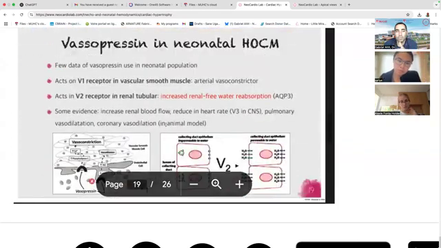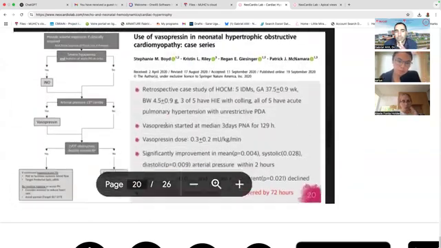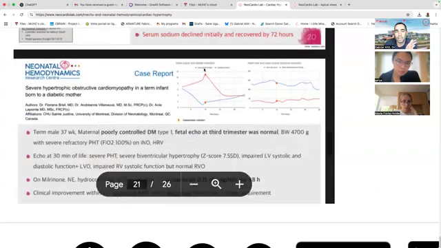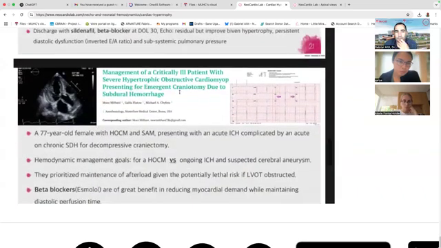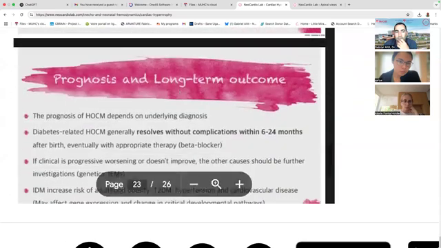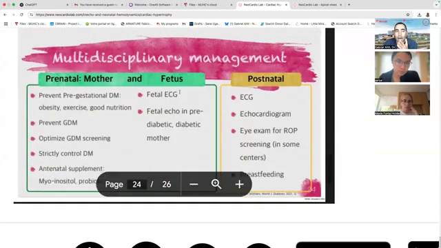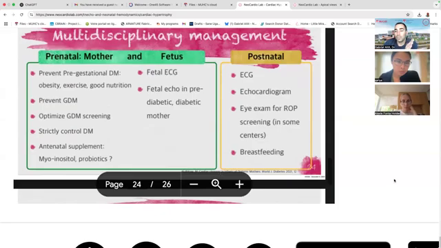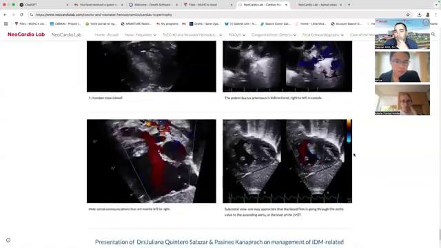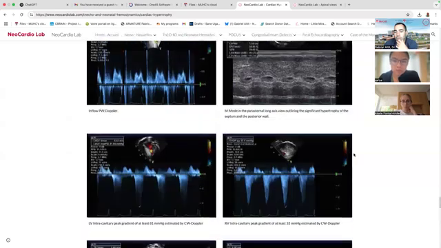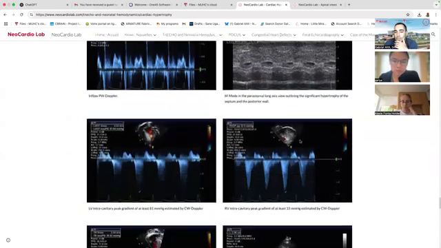So this is a nice review here of some of the medications we mentioned, like vasopressin and phenylephrine. I think there's another that Passini had looked at. And typically, if it's a question of infant of diabetic mother, they tend to get better with time, and usually it tends to normalize by 2 to 3 months.